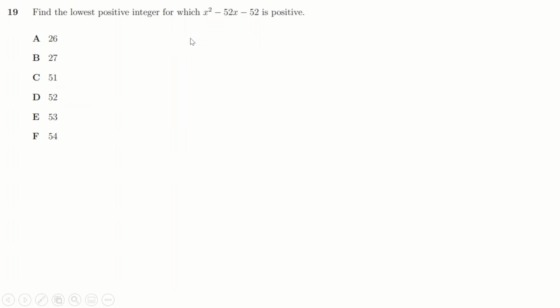Number 19, possibly the easiest question on here, not really sure why it came so late. Let's quickly graph this because graphing stuff is fun. It's a positive quadratic, and the only thing I really know is that it goes through minus 52 as its y-intercept. Now what that means is I can infer that it has one root below 0, which is completely irrelevant because I'm looking for positive integers, and one root above 0, which is much more relevant.